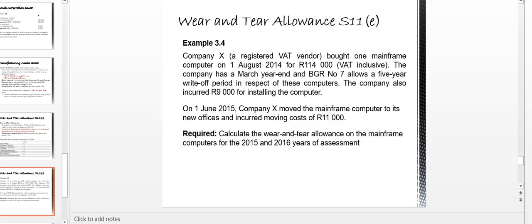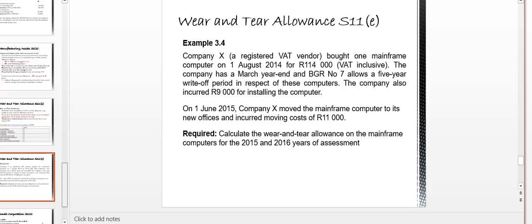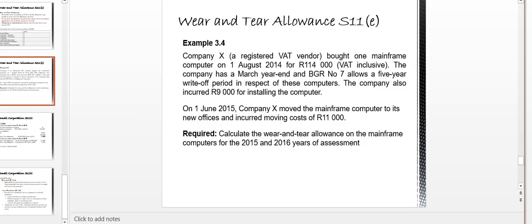and according to interpretation note 7, it allows for a 5-year write-off period in respect of these computers. The company also incurred 9,000 Rand for the installation of the computer. Okay, and then on the 1st of June 2015, Company X moved the mainframe computer to its new offices and incurred a moving cost of 11,000 Rand. For this moving cost, what are you required to do?